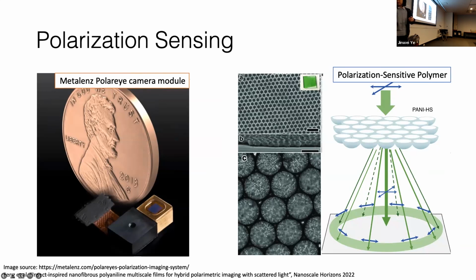Not sure if you can see my mouse. So this kind of metalens-based full Stokes polarization camera, which is called Polarized, I think is about to be commercialized. And then another type is through coating using a polarization-sensitive polymer, which is done by a group from UC Riverside. And we are closely working with them to come up with 3D sensing applications using this kind of new optics.